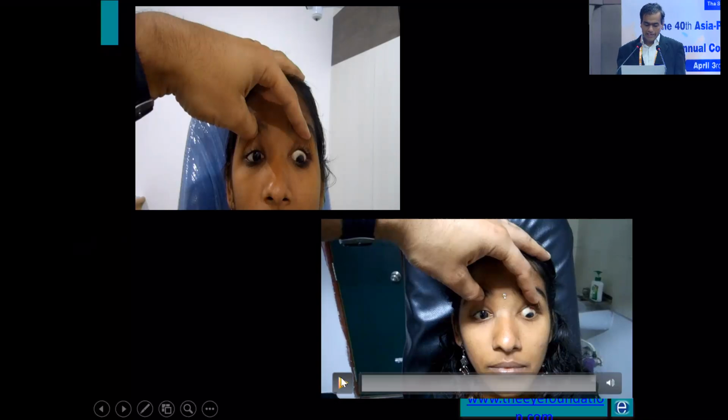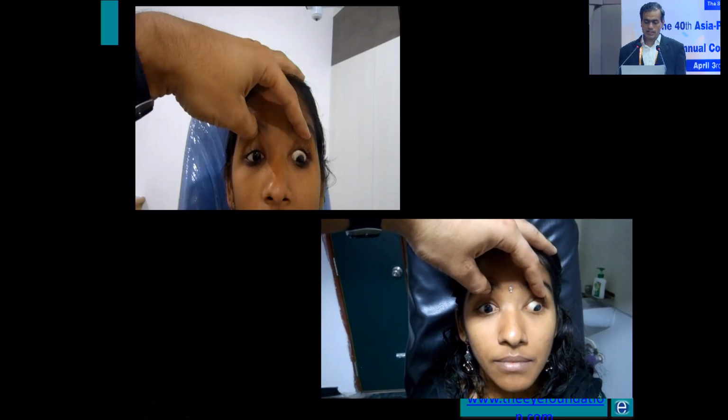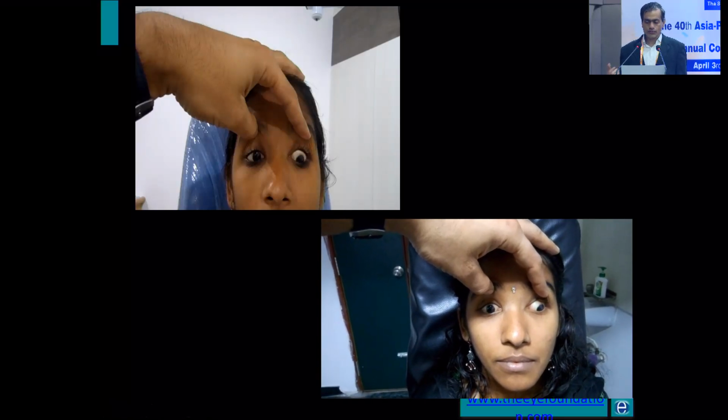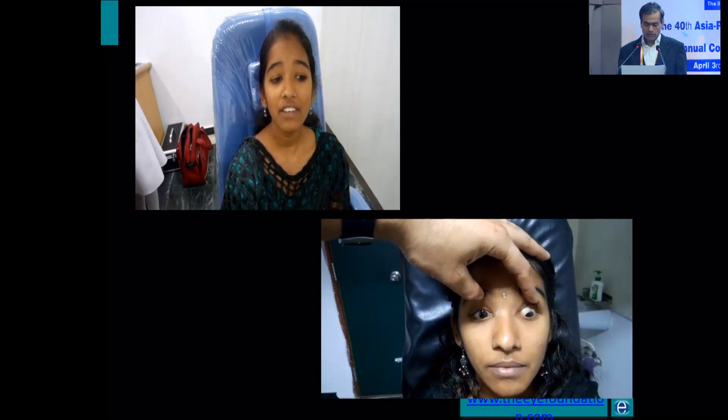So we got the right eye to elevate a little bit. The left eye did not budge at all. You'll see that the synergistic convergence has gone away, and the ptosis was managed with crutch glasses. We got a satisfactory improvement in head posture, which she was happy with.